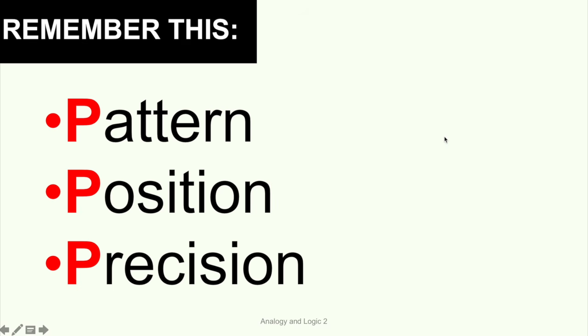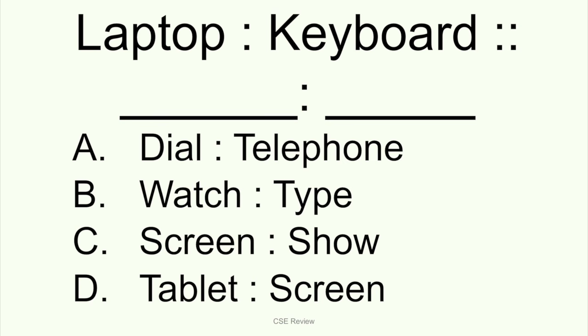Ang pangalawang P natin is position. Okay? Bakit siya mali ng position? Kasi if you look at this, yung keyboard ay part ng laptop. Ngayon, ang telephone ba ay part ng dial? No. Baliktad siya. Okay? Kung telephone is to dial, pwede. Kaya lang, hindi siya tama. Mali ang position niya. Napagbaliktad sila. So, this cannot be the answer. Now, if you selected A, then that just means you have to be more careful about the second P, which is, again, position. Now, next, we have watch and type.